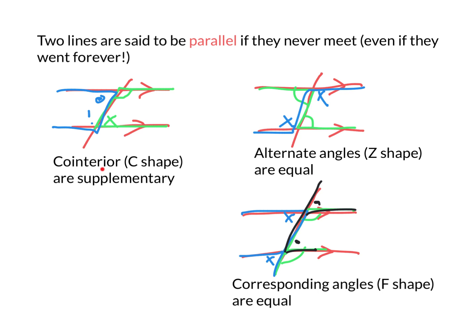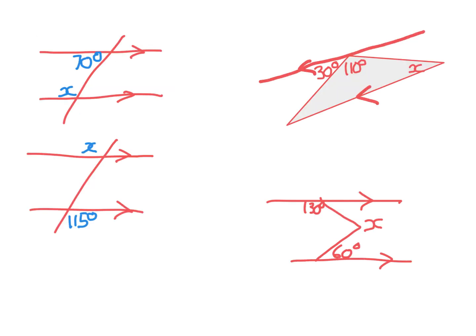Now just note that these facts are only true when the lines are parallel. What do I mean by that? So co-interior angles add to 180 degrees only when the lines are parallel. Alternate angles are equal only if the lines are parallel. Corresponding angles are equal only if the lines are parallel. So let's now look at using these facts to find unknown angles. So these are the kind of questions that you'll need to do.